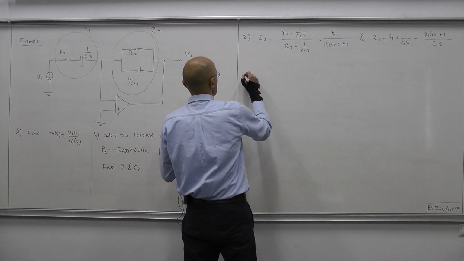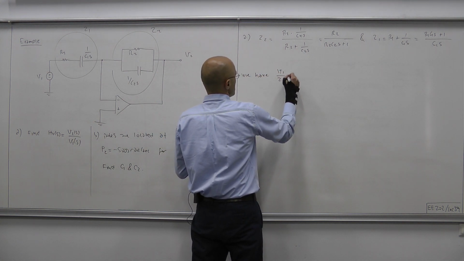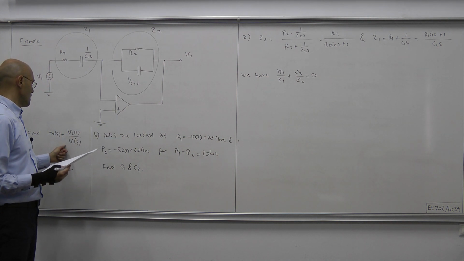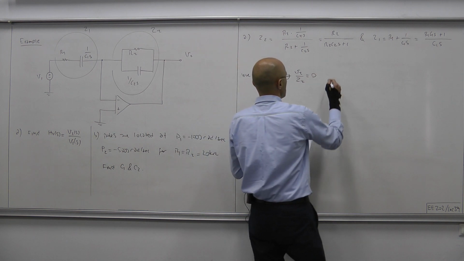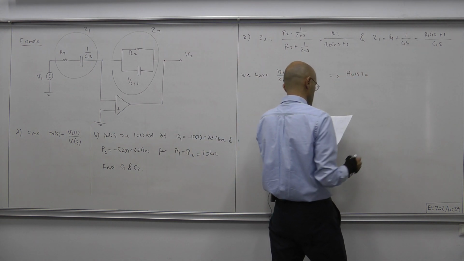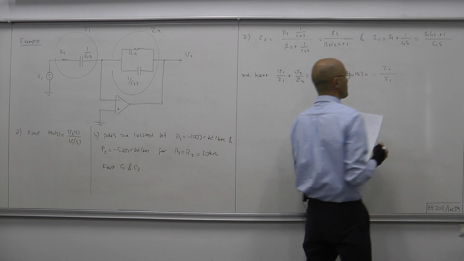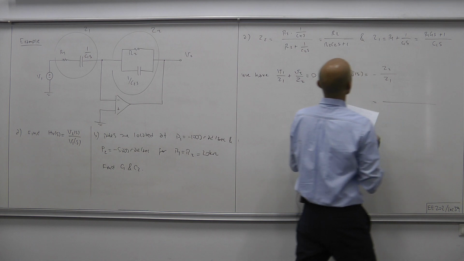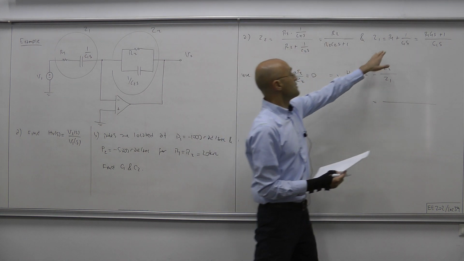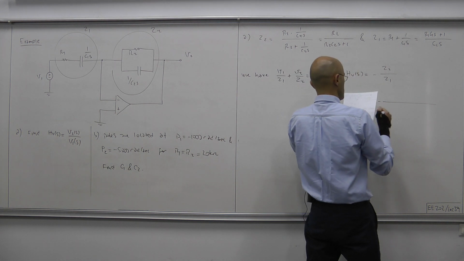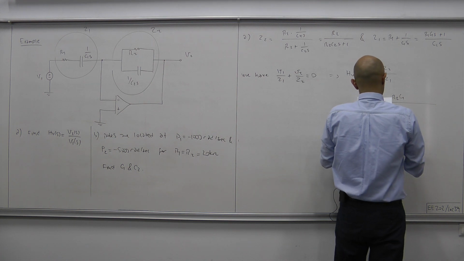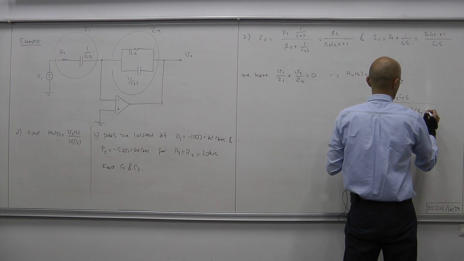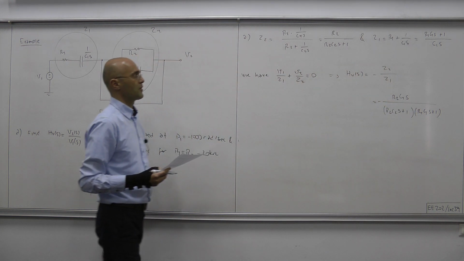So we have V1 over Z1 plus V2 over Z2 equals 0. And that immediately gives us the ratio V2 over V1. So HV of S, the transfer function, equals minus Z2 over Z1. Z2 is here and Z1 is also here. So after simplification, it reads minus R2 C1S over R2 C2S plus 1 times R1 C1S plus 1. So that's our transfer function.